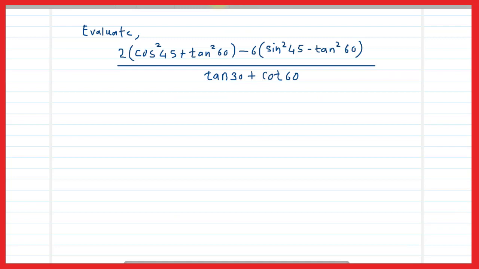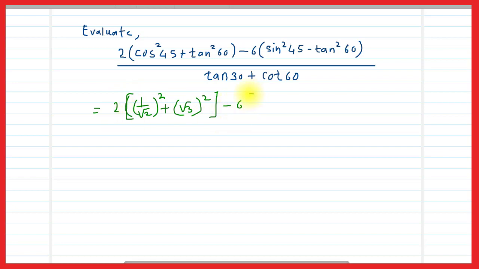Friends, here is another question on the screen, that evaluate 2 into bracket (cos square 45 plus tan square 60) minus 6 into bracket (sin square 45 minus tan square 60) upon (tan 30 plus cot 60). Now just replace the values, that is 2 into bracket cos square 45. Cos 45 is 1 upon root 2 bracket square plus tan square 60. Tan 60 is root 3 and so it will be root 3 bracket square. Put this inside the bracket.